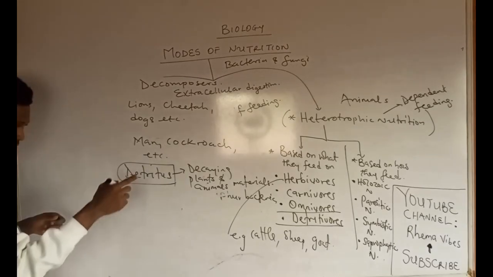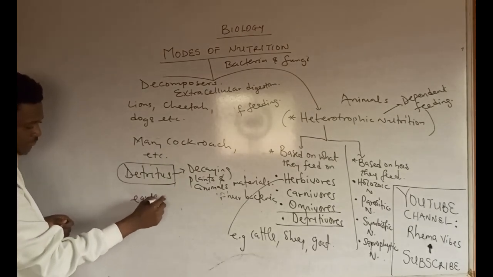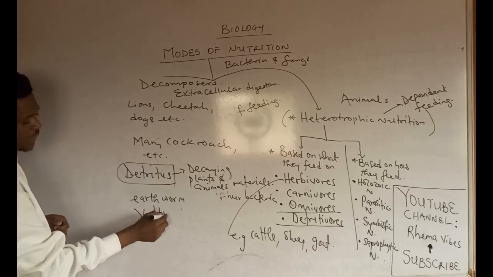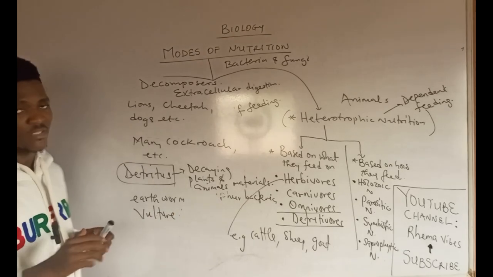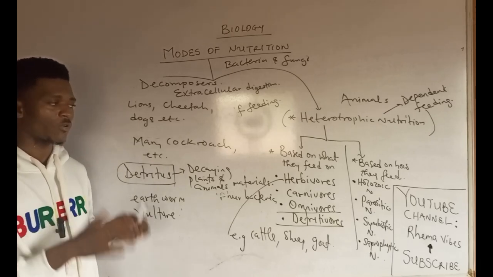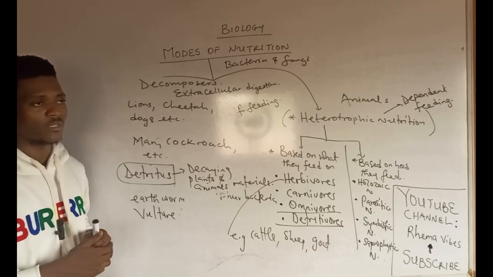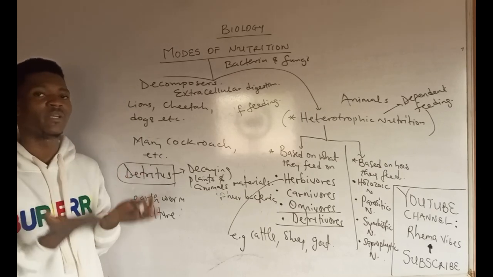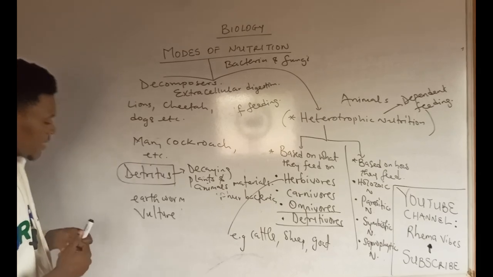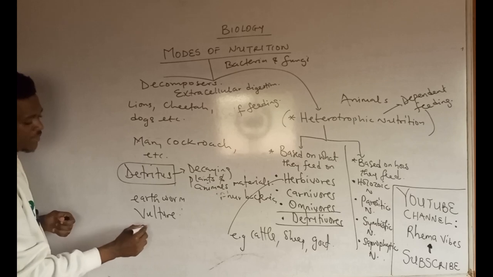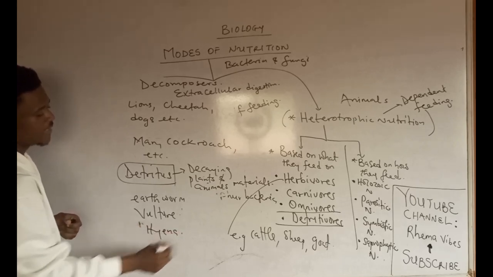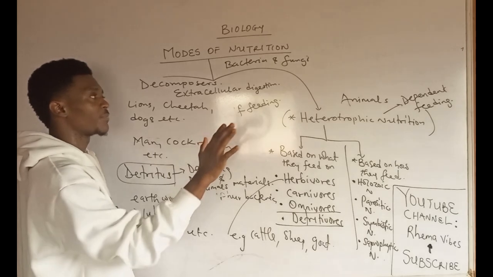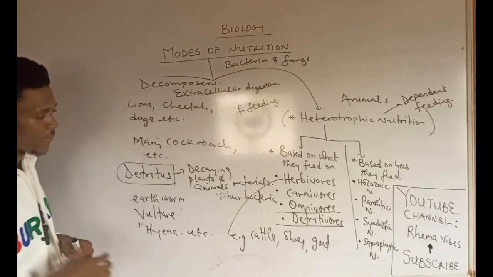Classical examples of detritivores include the earthworm. Yes, the earthworm. And then we still have another organism you must have heard of before, the vulture. Vulture is known as a scavenger. Of course, you know that scavengers in the ecosystem are considered garbage collectors. They clean up the environment by feeding on decomposing matter. But mind you, a vulture, being a scavenger, has a mouth as the opening where it ingests food material. Then we also have the hyena. Hyena is still another classical example of a detritivore, not a decomposer. Like I said, the examples of decomposers are bacteria and fungi.